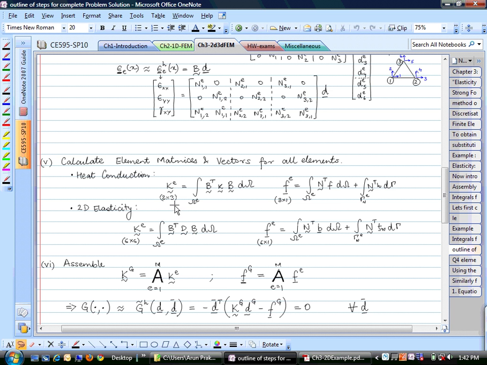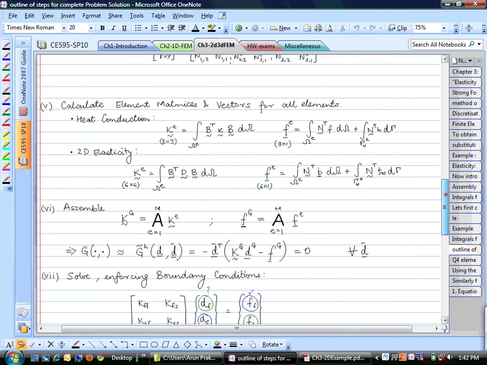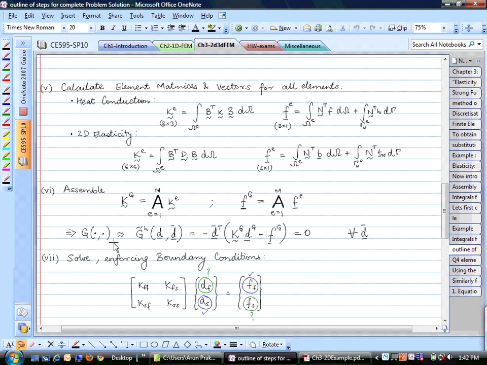In the heat conduction case, it is going to be 3 cross 3, and in the elasticity case, it is going to be a 6 cross 6 because there are 2 degrees of freedom per node. So finally you assemble them, and after you assemble them, you will get a global system of equations. This is the most important equation that you should end up with. So finally, after you make all these approximations, plug it in, and assemble the equations, you will end up with this equation.